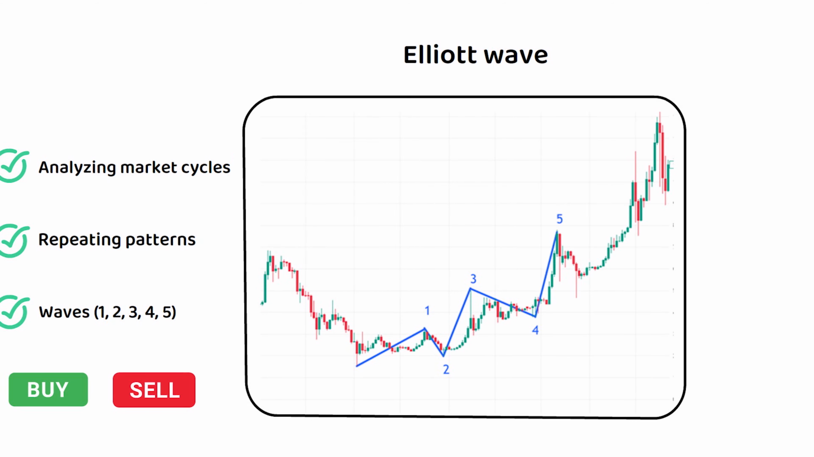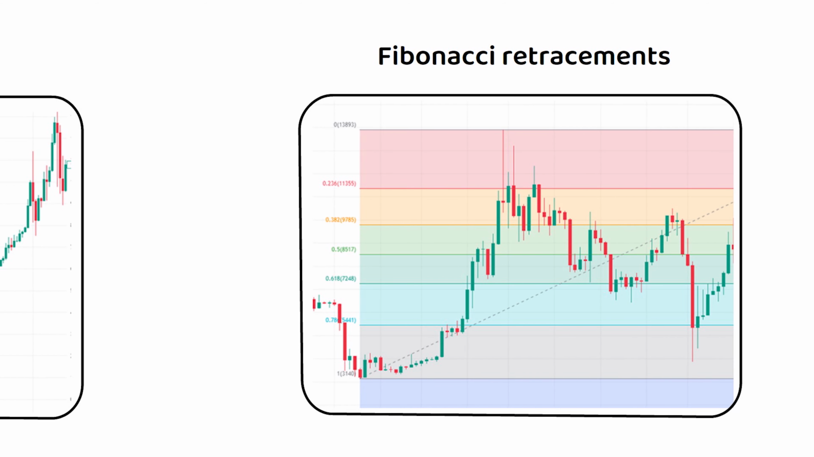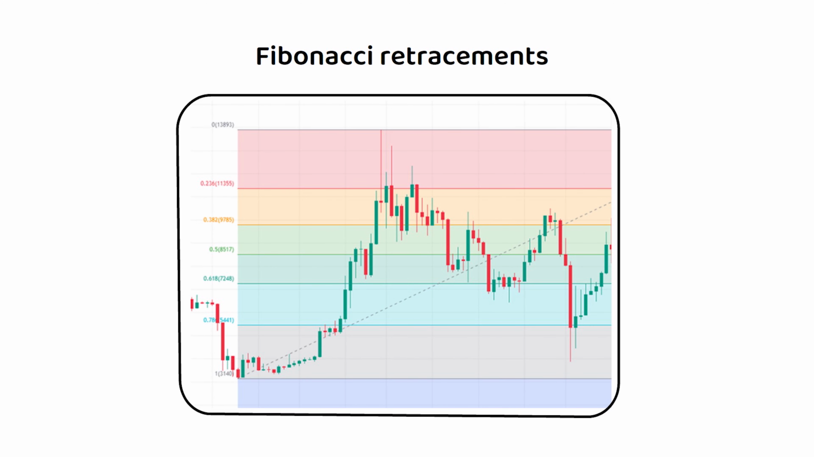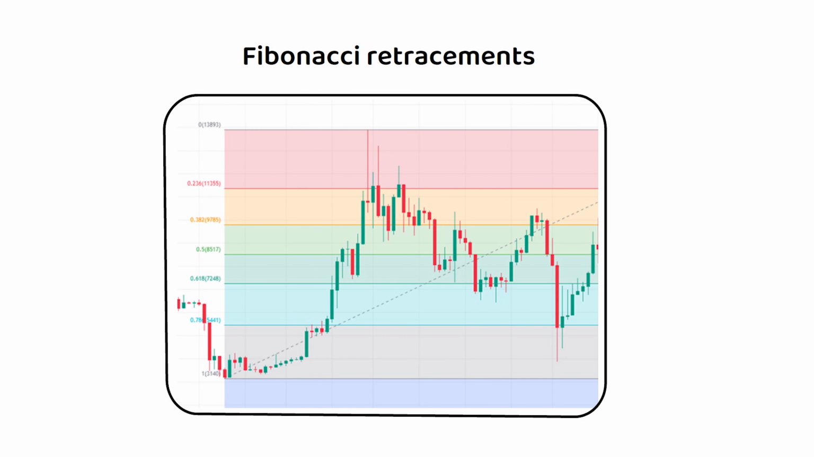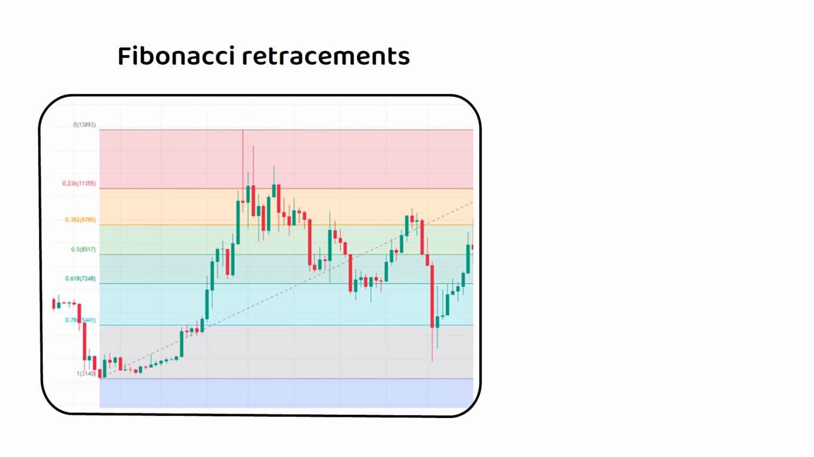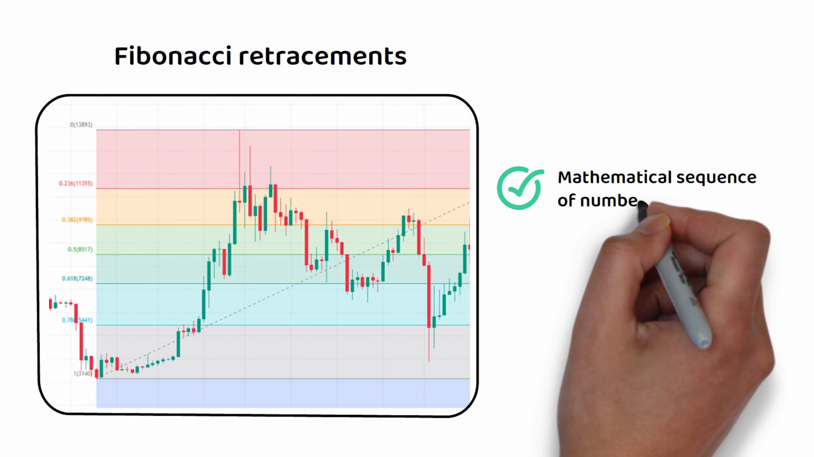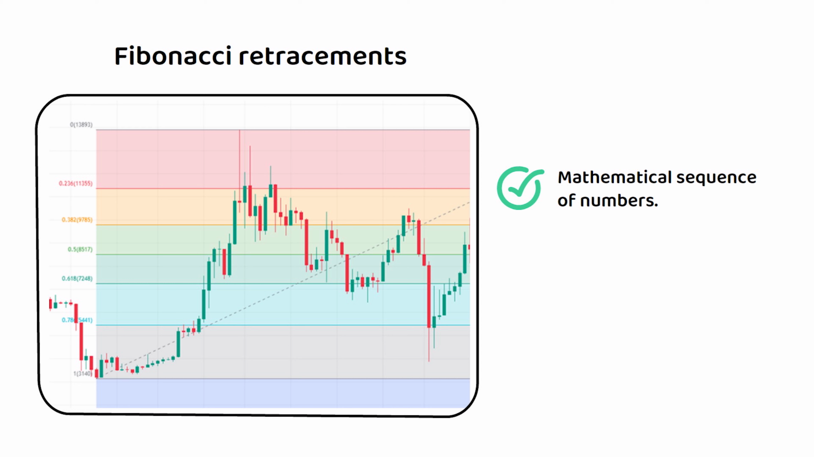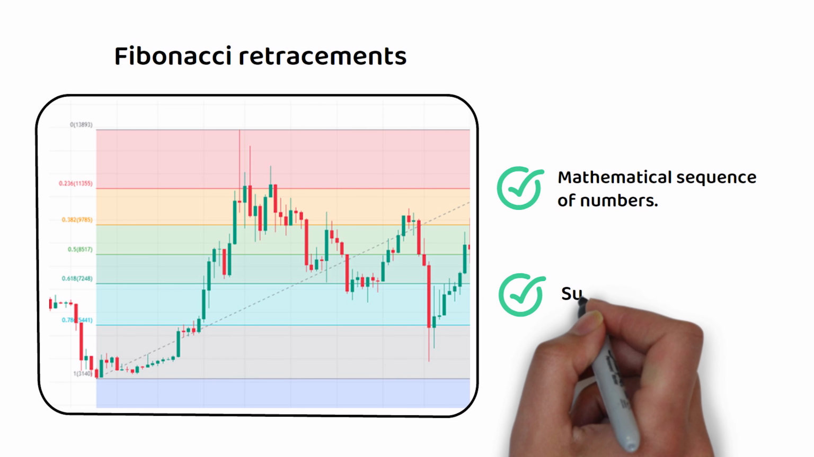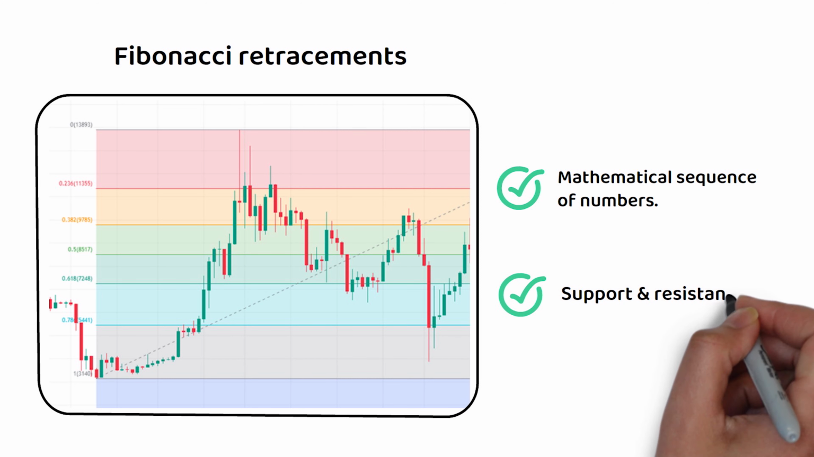Another popular technical analysis method in the cryptocurrency market is Fibonacci retracements. This analysis is based on the Fibonacci sequence, a mathematical sequence of numbers in which each number is the sum of the two preceding numbers. Technical analysts use Fibonacci retracements to identify potential support and resistance levels.